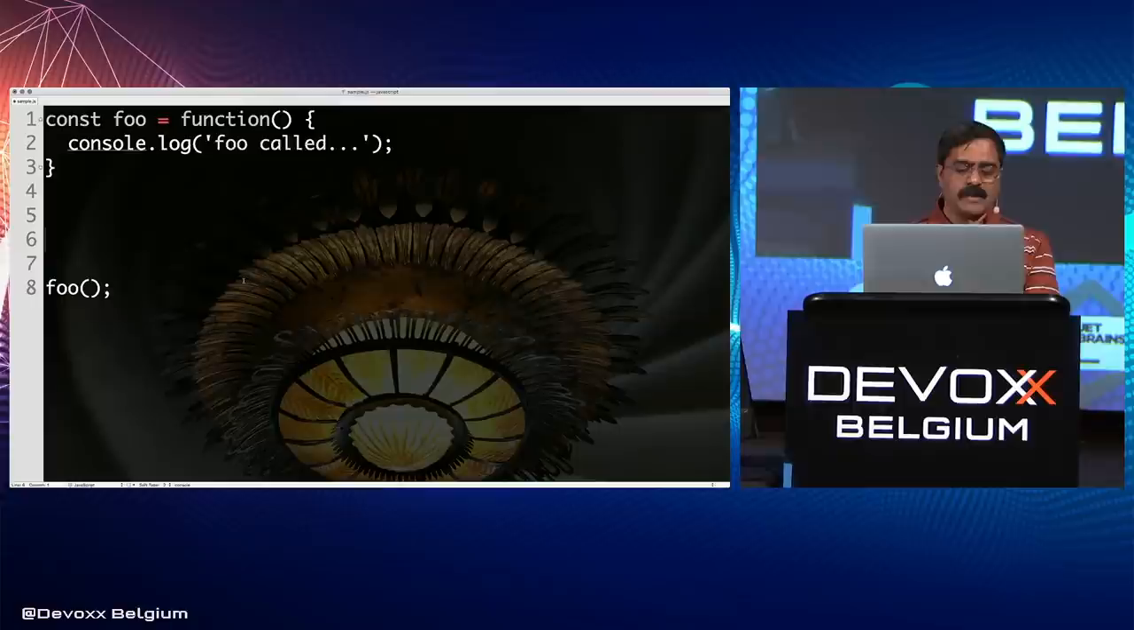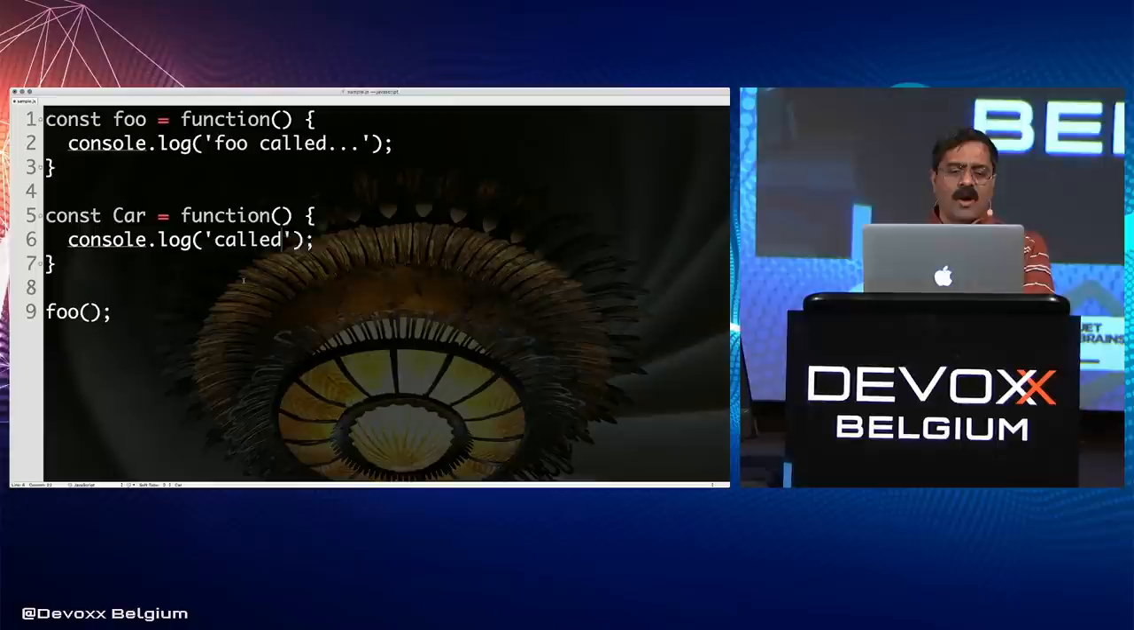So when we run this, it said foo called. But constant char equal to function. And in this case, I'm going to simply say output. We'll just say called for a minute. Now let's not call foo, but let's call new car. Now look at this for a second.